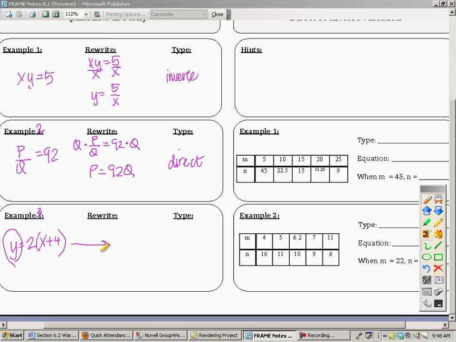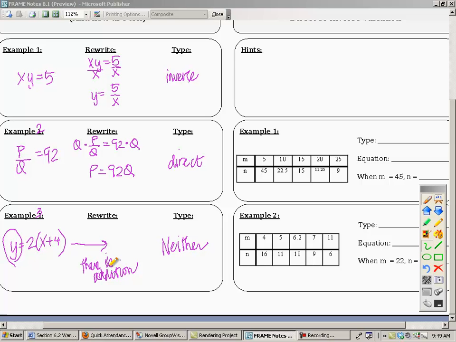This is the equation I have. Now, is there just multiplication or just division? The answer is no. This is neither inverse nor direct because of this addition. And so I'll just put a note. There is addition. You cannot have addition or subtraction in this section if you want it to be an inverse or a direct variation. So because there is addition, this is neither inverse nor direct.